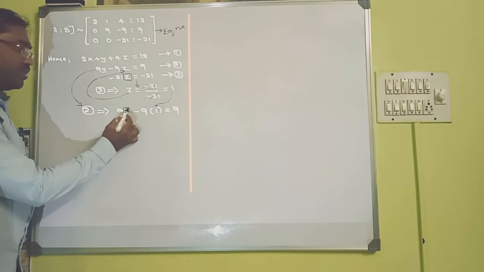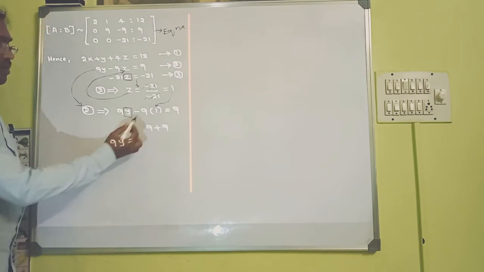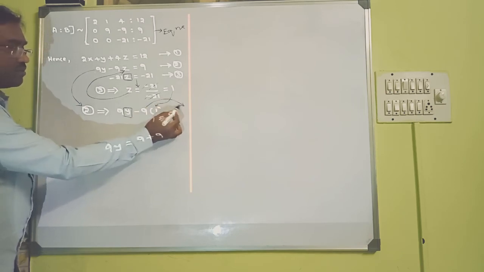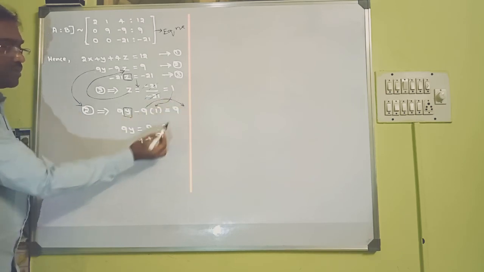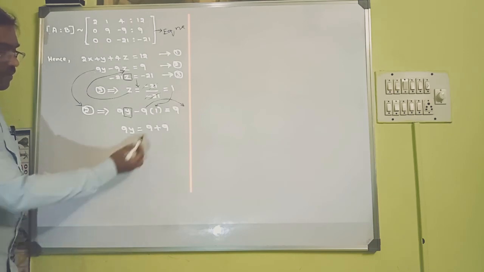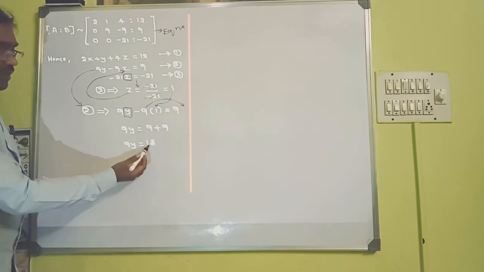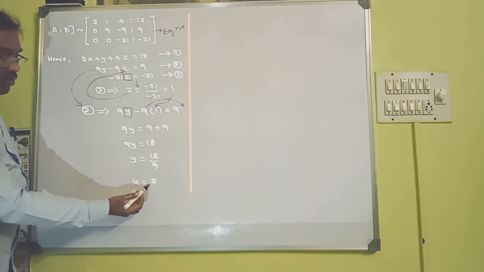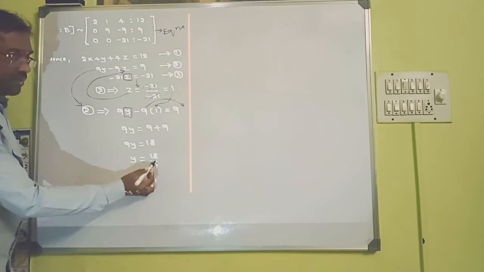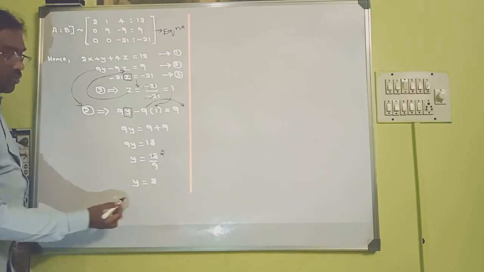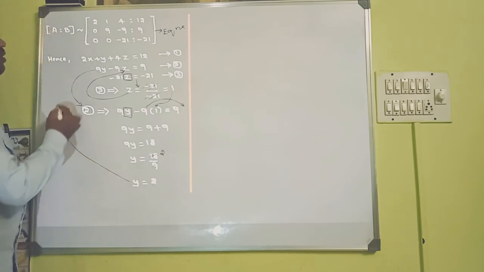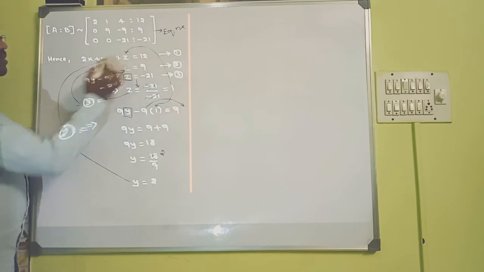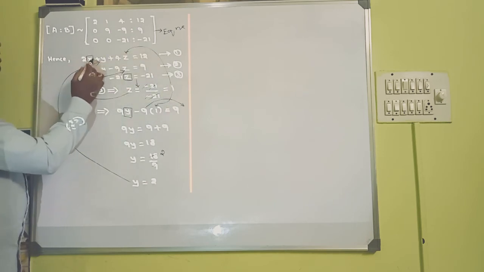Now let us simplify for y. Take this minus 9 to the RHS, we will get plus 9. Minus 9 becomes plus 9. 9 plus 9 is 18. So y is equal to 18 by 9. Y is equal to 2 after cancellation. Y is equal to 2. Let us substitute the value of y and the value of z in these places and find the value of x.